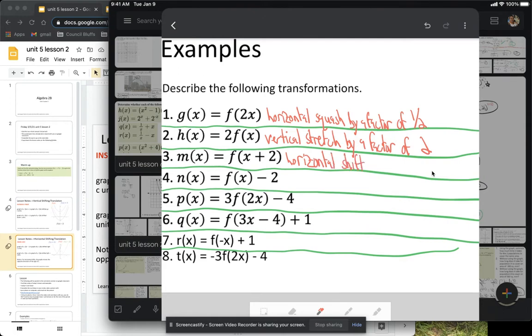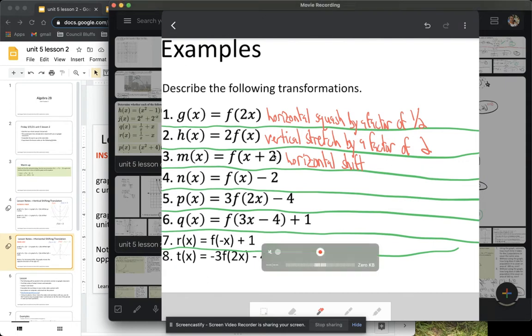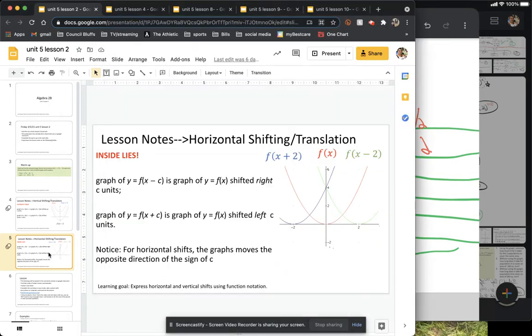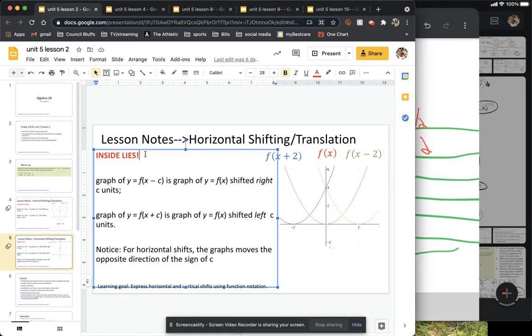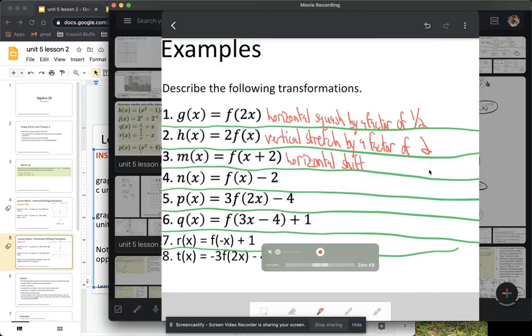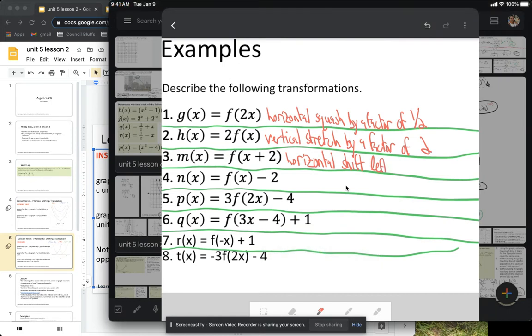A horizontal shift. Now, normally, plus 2 would mean right 2, but with horizontal shift, inside lies means we do the opposite. So the opposite of plus 2 is minus 2. So this is a horizontal shift left 2.